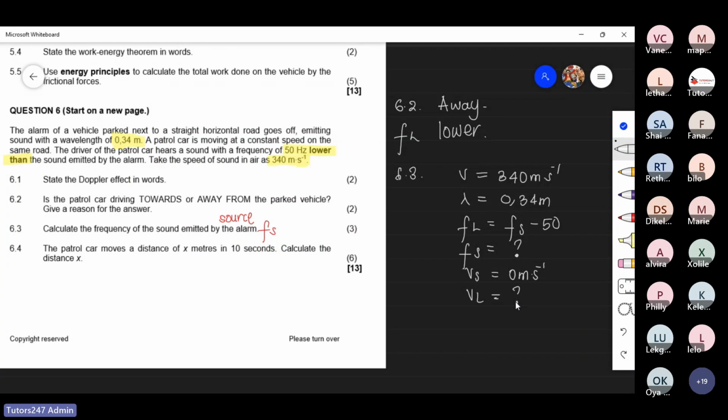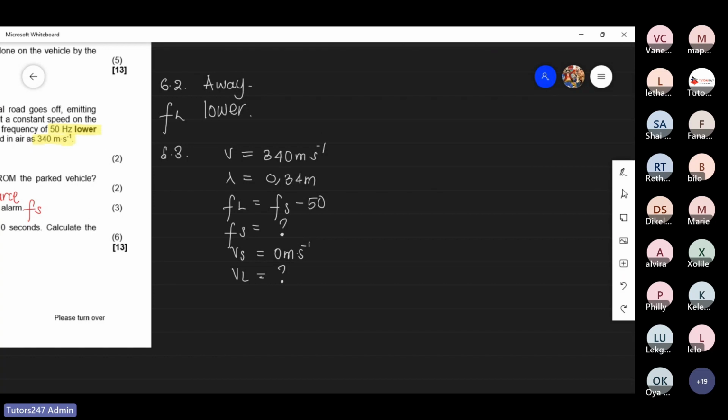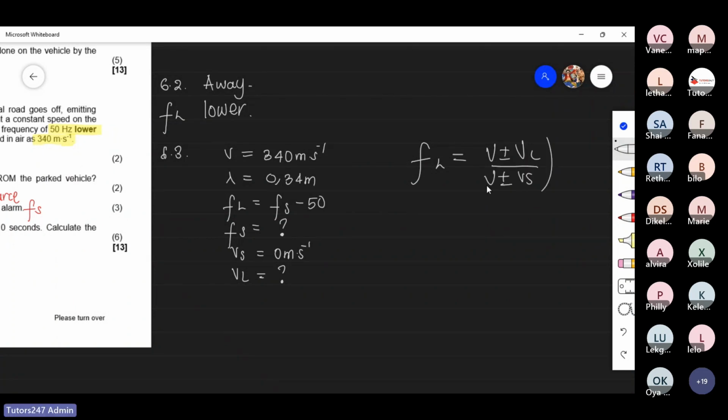I'll show you an example of what I mean. So this is our formula: FL equals V plus or minus VL, all over V plus or minus Vs, times Fs. If we were to substitute into this formula, in place of FL, we know that it is Fs minus 50. In place of V, we know that it is 340, as stated in the question.